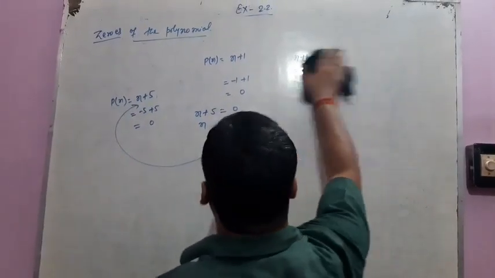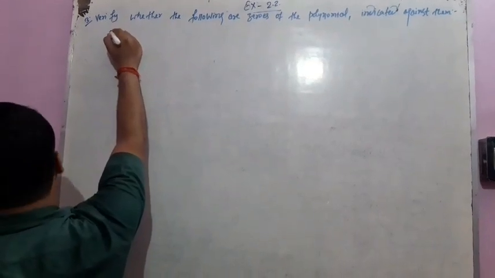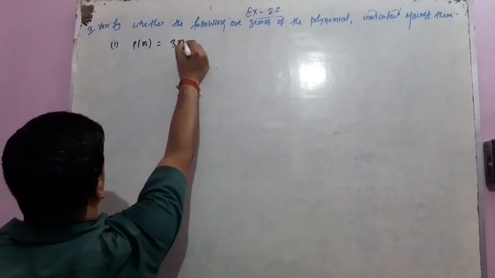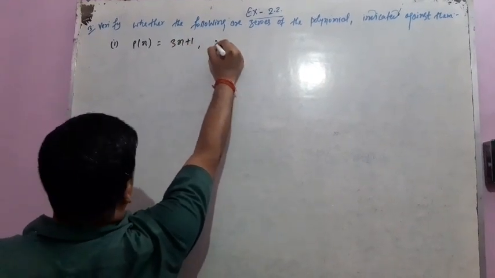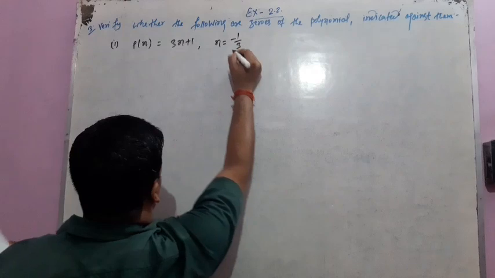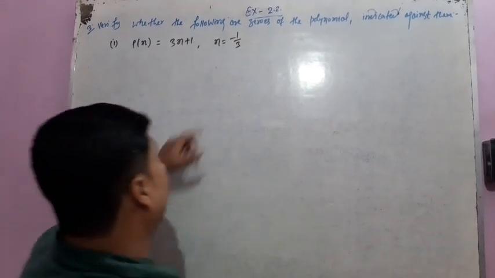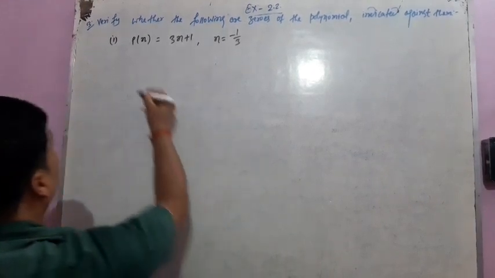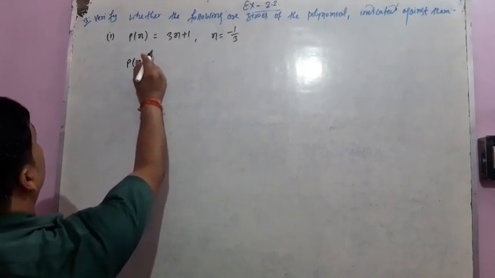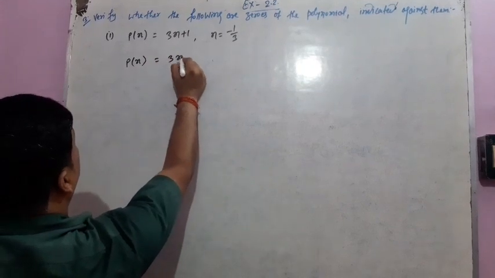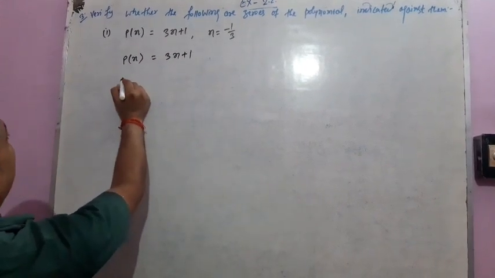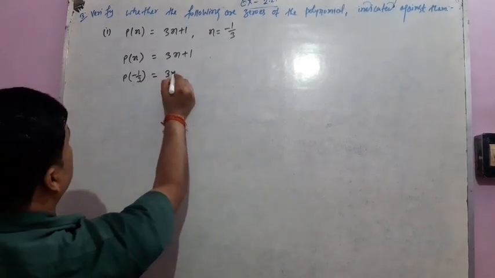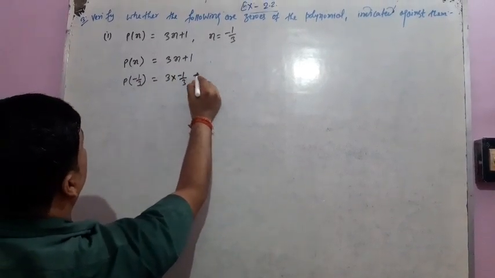So one by one we have to check here. The first question is for the polynomial p of x, 3x plus 1, and the zero of this polynomial is given here as minus 1 by 3. Now we have to check whether minus 1 by 3 is the zero of this polynomial or not. Now in place of x we have to put minus 1 by 3. So we are putting minus 1 by 3 here, plus 1.